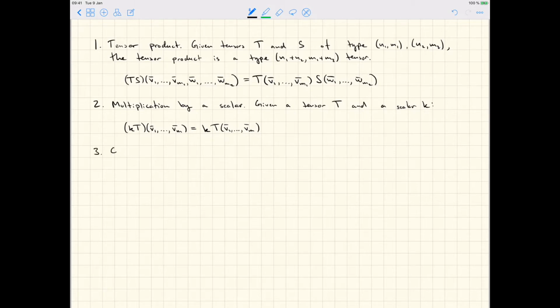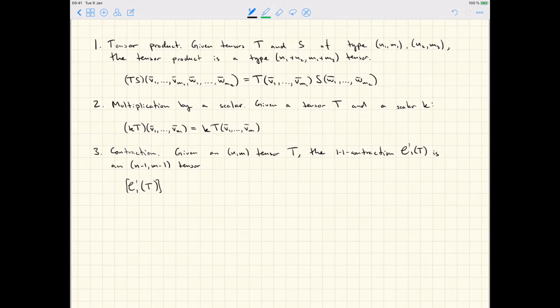The third operation is a so-called contraction. Given an (n, m) tensor t, the (1,1) contraction, which we will write C^1_1 acting on t, will be a type (n-1, m-1) tensor. As such, it will take as arguments a type (0, n-1) tensor s and result in a (0, m-1) tensor, which therefore takes m-1 vector arguments, v1 through v_{m-1}. For notational purposes, we will here often denote the tensor product between t and s as t ⊗ s.